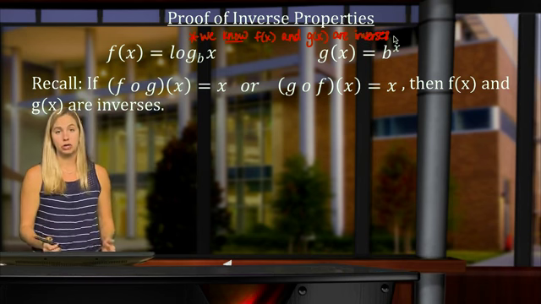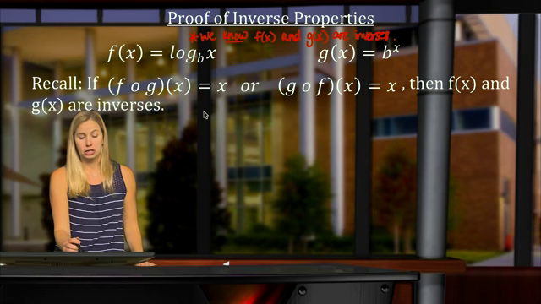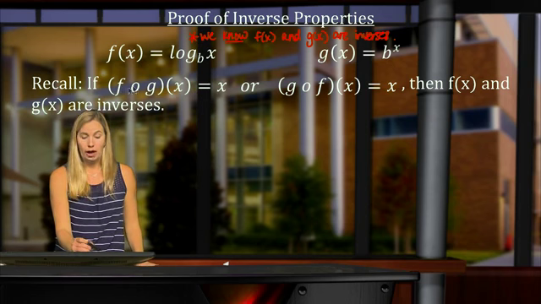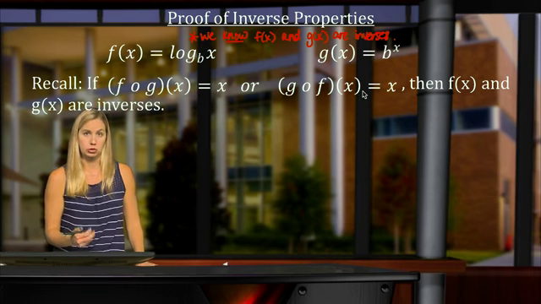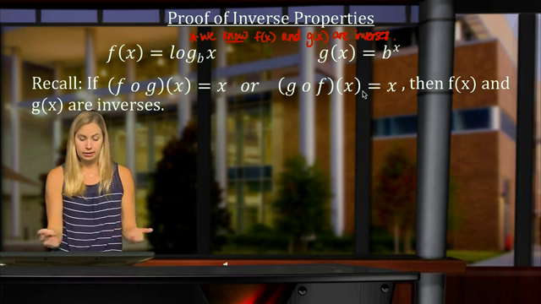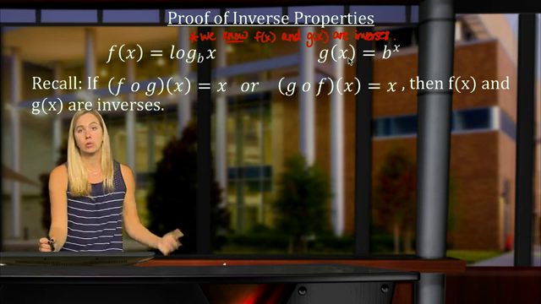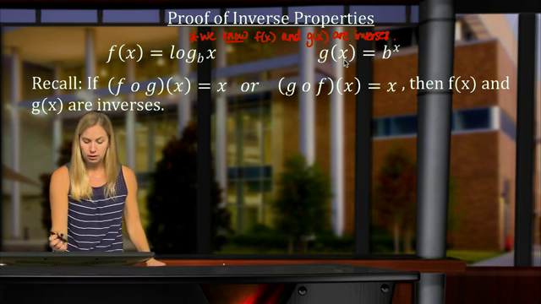Now, we also know that if you take the composite of two functions that are inverses, then it will simplify to x. So f of g of x is equal to x, or g of f of x is equal to x. And if that's true, then they're inverses. So we already know that these two are inverses. So what happens when we combine them, when we make the composite function?